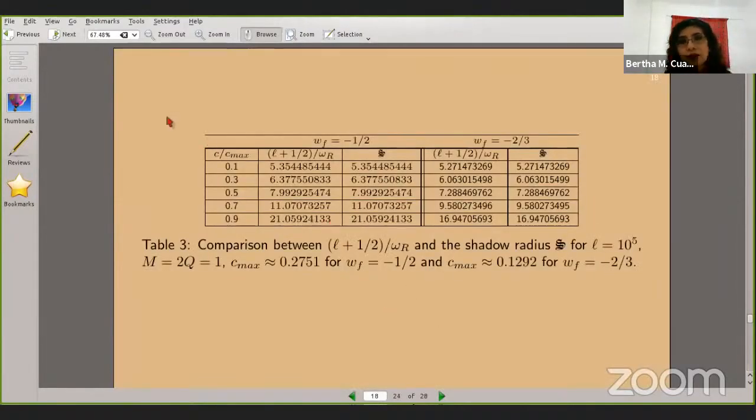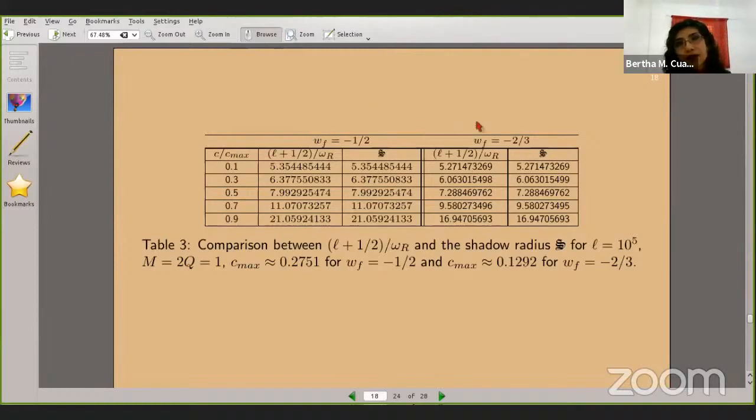All results are summarized in this table. So what we have here are the results for two cases, w_f equals -1/2 and -2/3. In the first column, we have the shadow radius obtained from the real part of the quasi-normal frequency, again using the WKB approach, and we are considering it up to the first subleading correction. And we see that these shadow radii here are almost the same as the shadow radius that we can find using the geodesic side. So this happens for both cases, for -1/2 and -2/3.